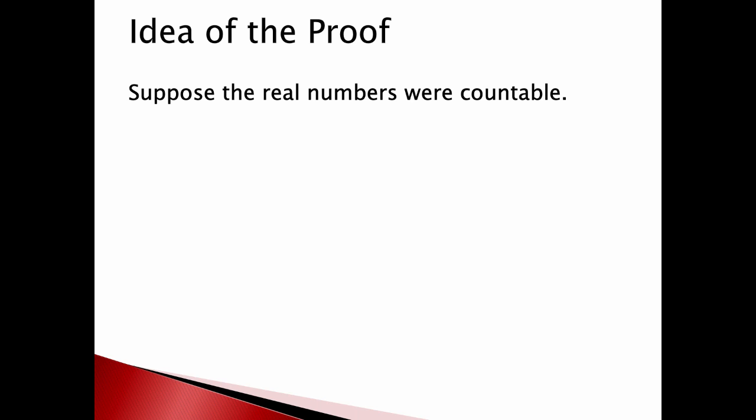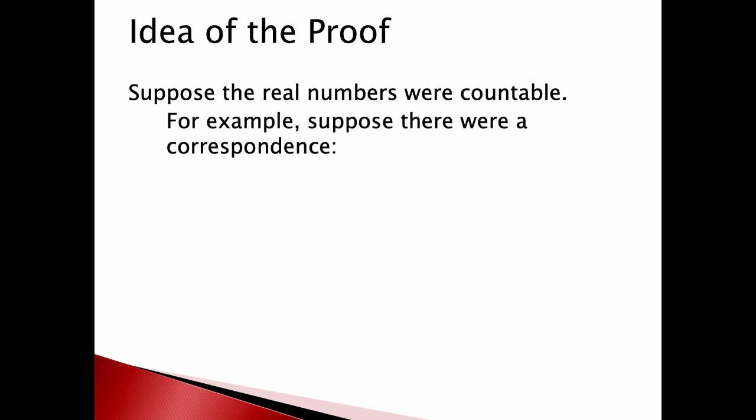The reason for doing it that way is that it gives me something to work with. Right now I've got a supposition that the real numbers really are countable, and I can start to use that, because if the real numbers were countable, there would be some sort of a correspondence. Now, again, I don't know what the correspondence is, but this is why this isn't a real proof. I'm just doing scratch work, just imagining what the proof might look like.